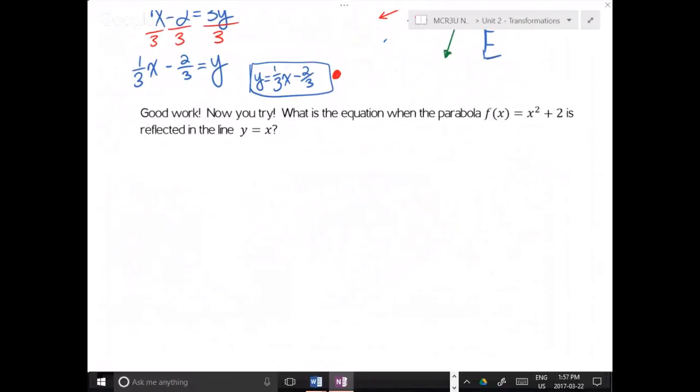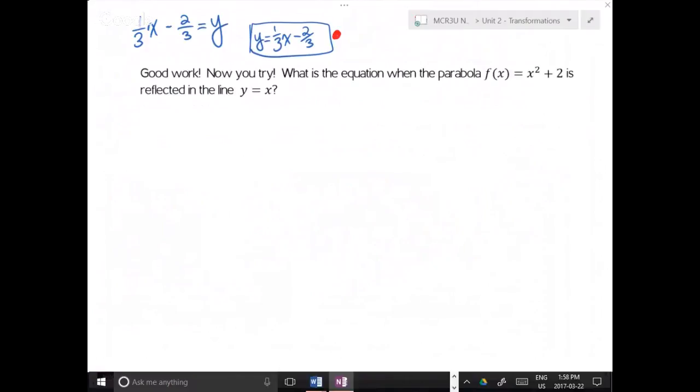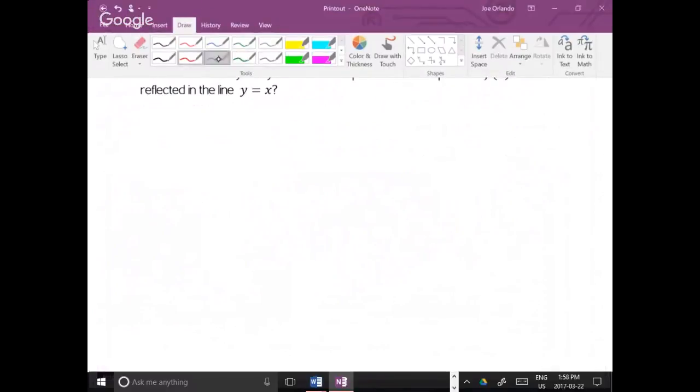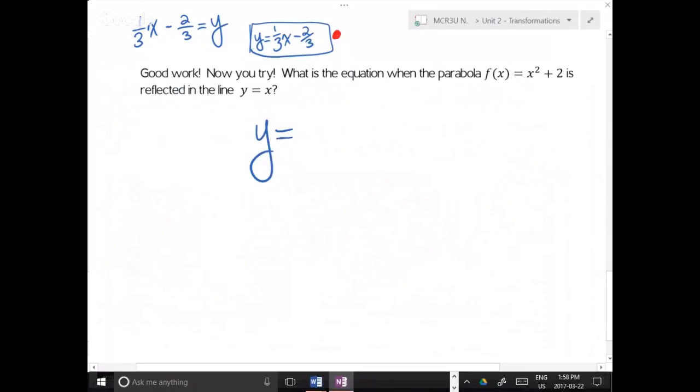Now come down here and switch. Okay, may I go through this with you? All right. So the original function was f of x equals x squared plus 2. If I wanted to write that back in the way we wrote things in grade 10 with y's and x's, how would I write it? Y equals x squared plus 2.